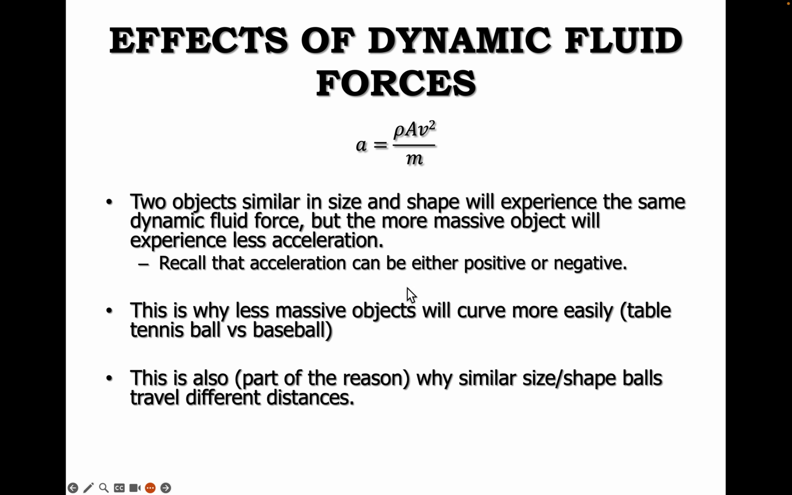Now, why this is important is that less massive objects will curve more easily. Meaning that I can get a ping pong ball to change directions a lot faster compared to a baseball. A baseball weighs more, it's more massive, so it's harder to accelerate. It's harder to spin that baseball faster compared to spinning that table tennis ball. And this is partially one of the reasons why different size and shape balls will travel different distances through the air.